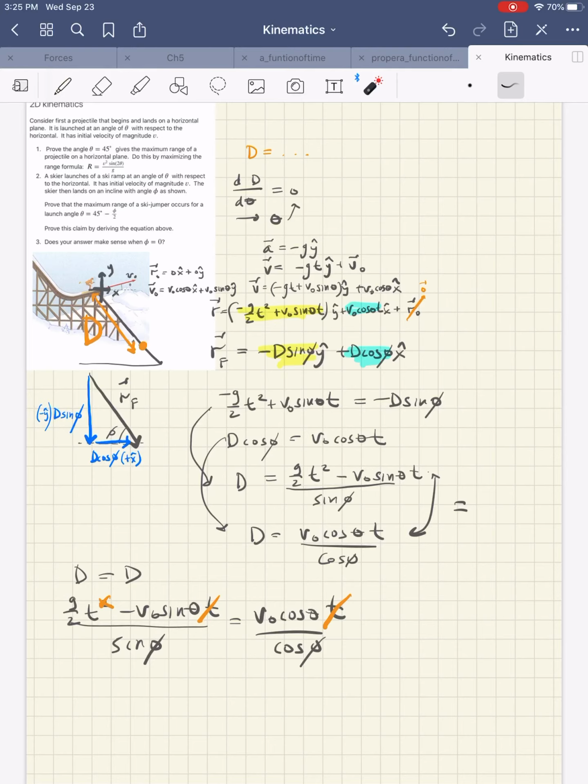So let me go ahead and bring this sine of phi over here. Then I'll add this term over here and just generally solve for time. v naught cosine theta, sine of phi over cosine of phi, brought the sine of phi over. Now I'm going to add plus v naught sine of theta. All of that is equal to g divided by 2 times t. And so I just have to multiply both sides by 2 over g, and I've solved for time.